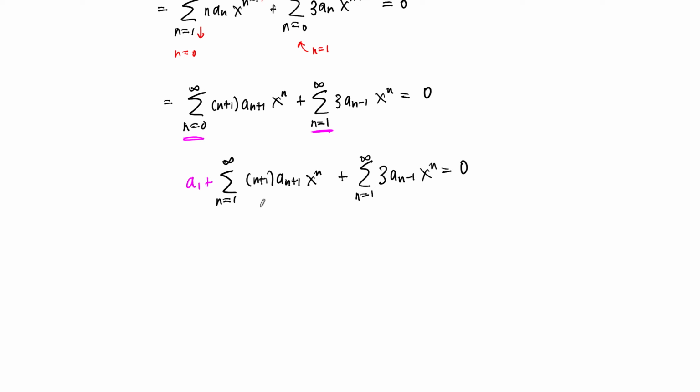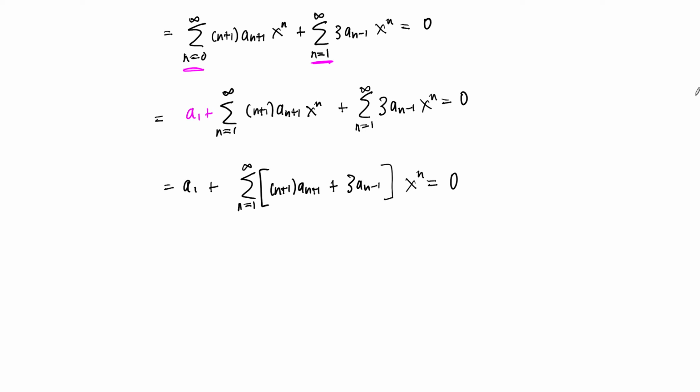All right, and this whole sum has to equal 0. Well, let's combine these two first, right? So this now becomes, we have our a sub 1 just kind of hanging out, and then we have this sum, n goes from 1 to infinity of, the coefficients are n plus 1 a sub n plus 1 plus 3 times a sub n minus 1, x to the n equals 0. Alright, and so now we have some information. So remember, for this entire sum to equal 0, it means that all the coefficients have to equal 0, right? We set all the coefficients equal to 0, and that includes this one out here. So this one out here must also be set equal to 0.